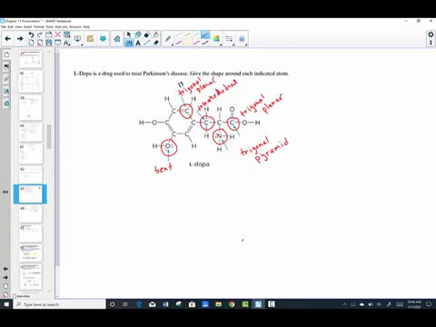trigonal planar are always 120 degrees. Tetrahedral, 109. Trigonal planar, 120. Equilateral triangle there. Trigonal pyramid, a little less than 109, so about 107.5 or so. And bent, about 104.5. And again, just remember that it's a little less than the ideal 109.